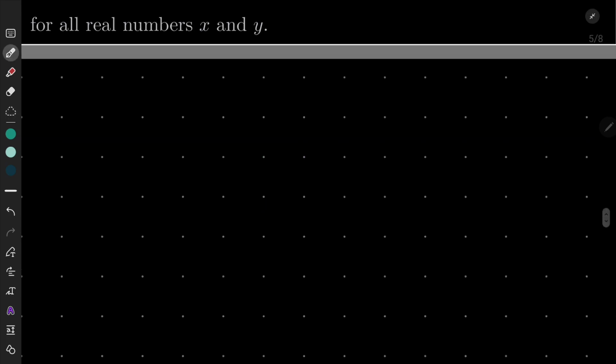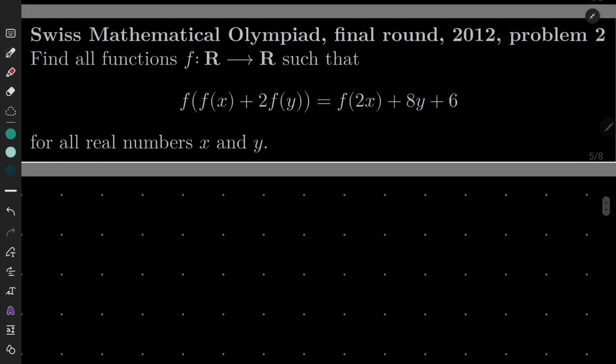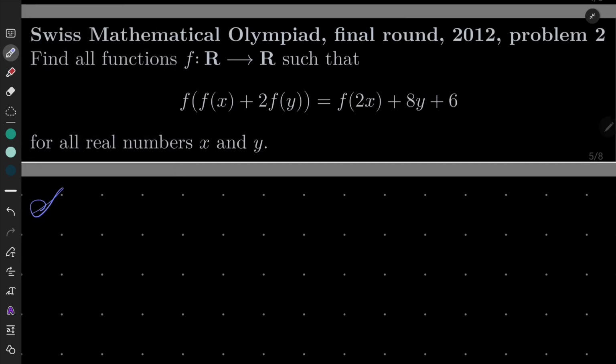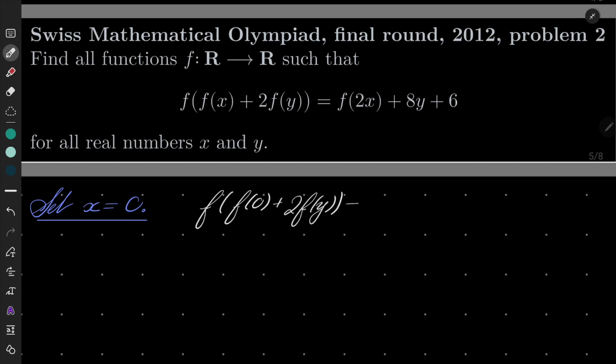Okay, so my solution. As I suggested, let's set x to be 0 to start. What do we get? We get the following: f of 0 plus 2 times f of y equals f of 0 plus 8 times y plus 6.